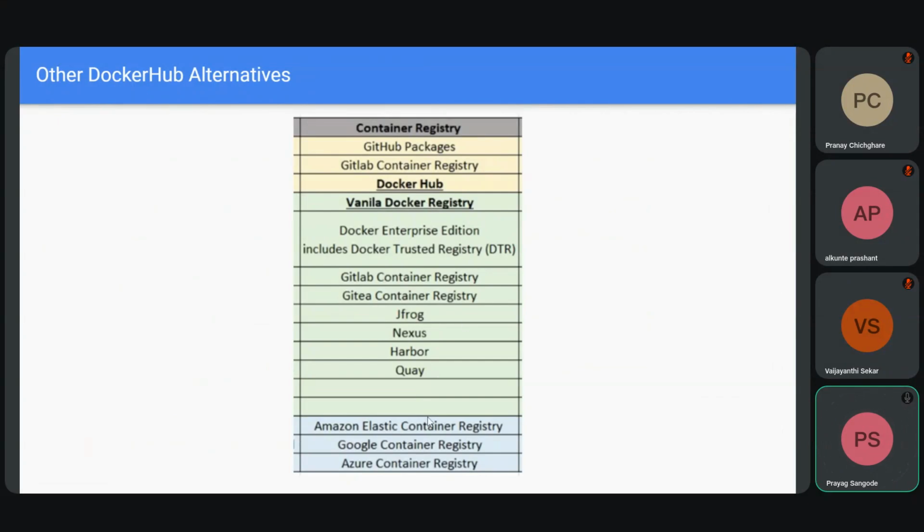So Docker Hub and AWS Elastic Container Registry we are covering in this course, and we'll also cover them today. That's a small overview of Docker Hub and container registries.